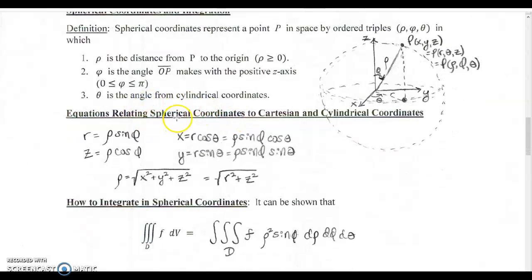Now the equations relating spherical coordinates to Cartesian and cylindrical coordinates are this. So r is rho sine phi and z is rho cosine phi. Theta stays theta because it's the same in both cylindrical and spherical. X, of course, is r cosine theta, which means x is rho sine phi cosine theta. So you can put them in terms of cylindrical coordinates or in terms of the spherical coordinates. And y is r sine theta in cylindrical, which is thus rho sine phi sine theta in spherical coordinates.